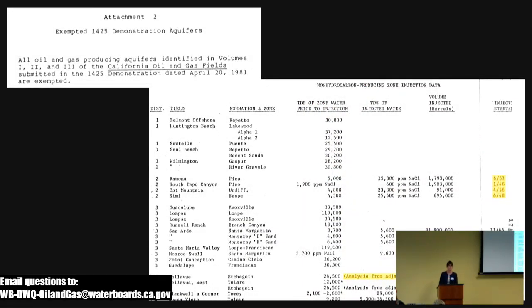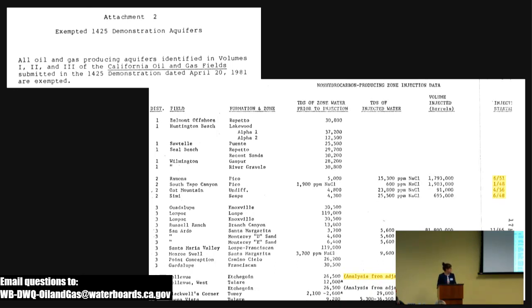So this is a page from the EPA's approval of DOGGR's primacy. It wasn't actually just groundwater that contained oil and gas. They also exempted some aquifers that did not contain hydrocarbons. And as you can see from the chart here, these exemptions were often granted despite the fact that very little information was presented about the quality of water in those zones. So you can see some of the highlights there.